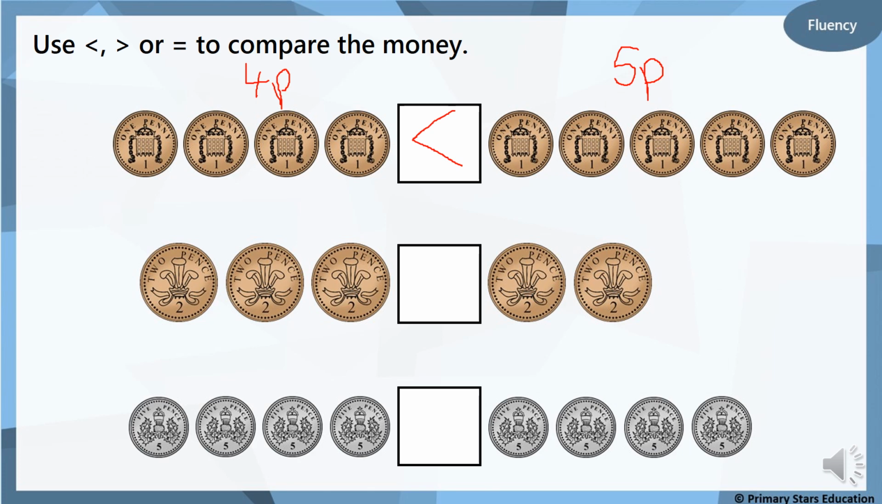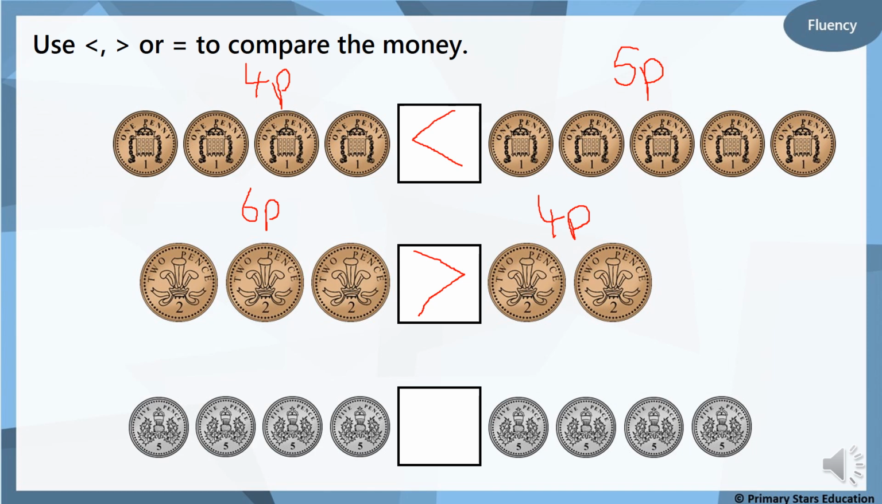Let's have a look at the next one. Let's count how many coins we've got. We've got 2, 4, 6. We've got 6p is the amount that we've got. Let's count the amount shown here. So we've got 2, 4, and this is 4p. So which number is the crocodile going to eat? The number that is greater. That is 6p. So we want our sign facing this way. And we can say that 6p is greater than 4p.